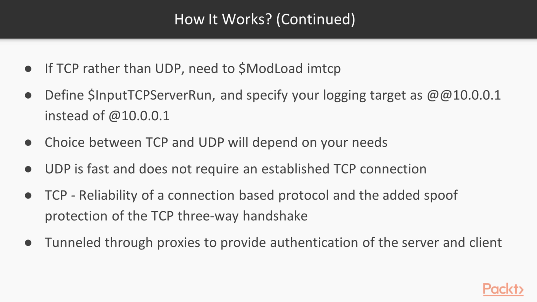UDP is fast and does not require an established TCP connection, which could potentially be a limited resource on your system. More devices also very well support it, since it tends to be the default choice. As a downside, however, it is trivial to spoof the source of UDP messages, which could potentially lead to someone giving you false logs. It is also impossible to notice if you have dropped messages. Using TCP instead provides you the additional reliability of a connection-based protocol and the added spoof protection of the TCP three-way handshake. It can also be tunneled through proxies or wrapped in TLS to provide authentication of the server and client. Great! In this video, we have set up centralized logging.